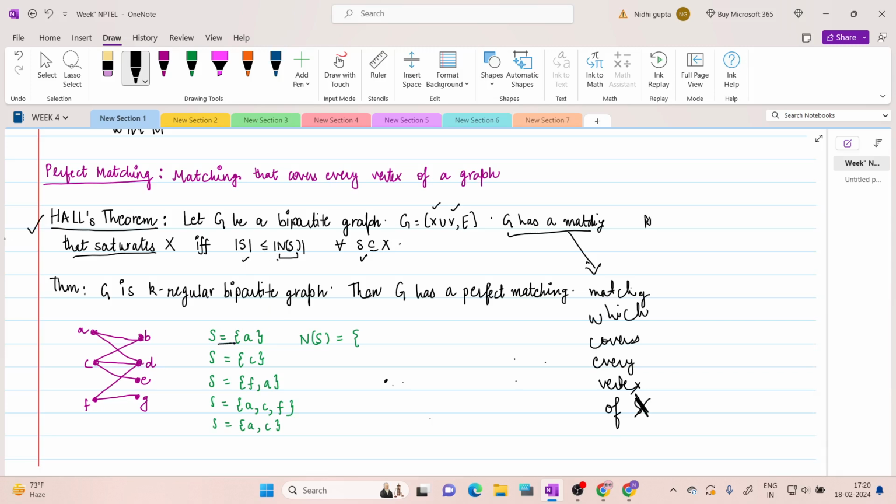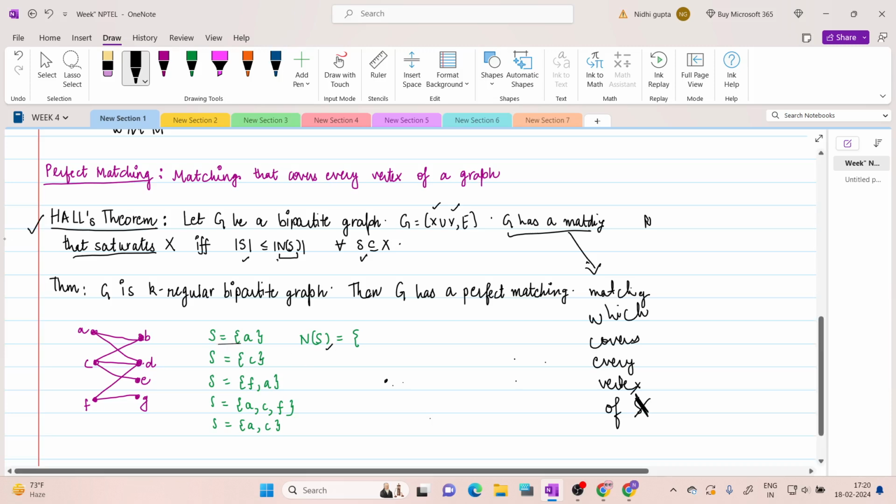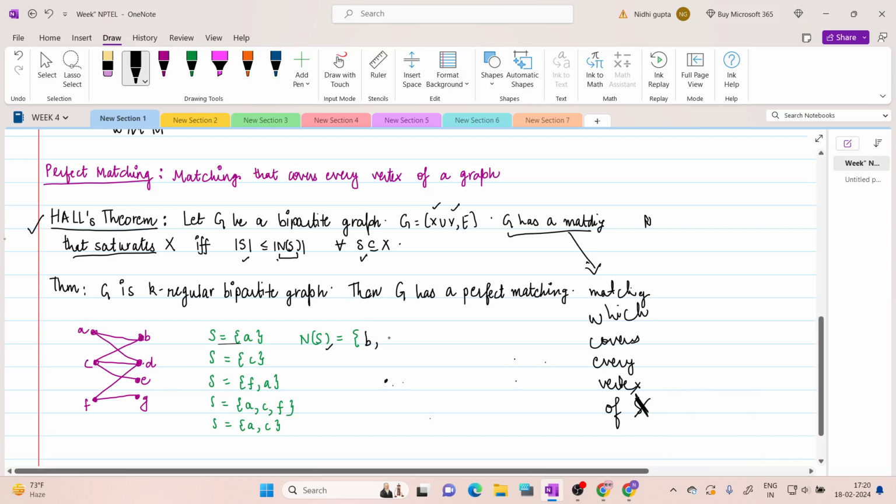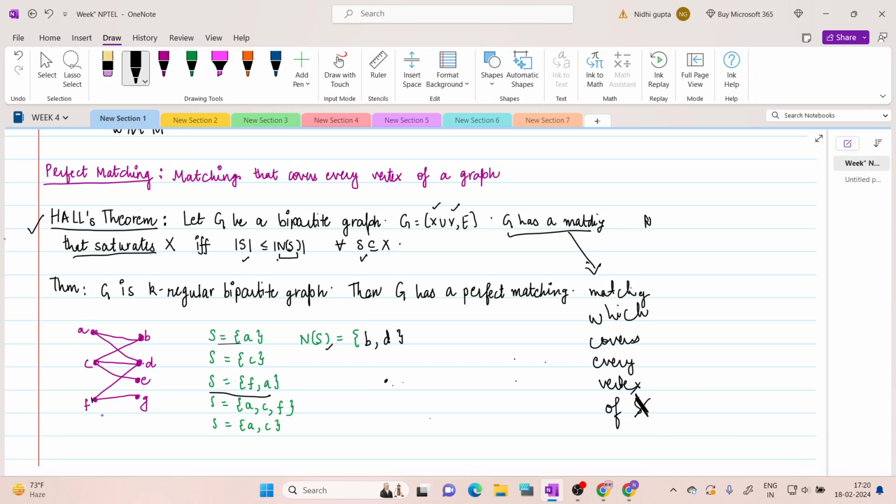Suppose S is A. Neighbors of S will be all the vertices which are adjacent to A. So in this case, it will be just B and D. And if S is equal to {A, F}, we are looking at the vertices which are adjacent either to A or F. So in this case, it is B, D, and G.